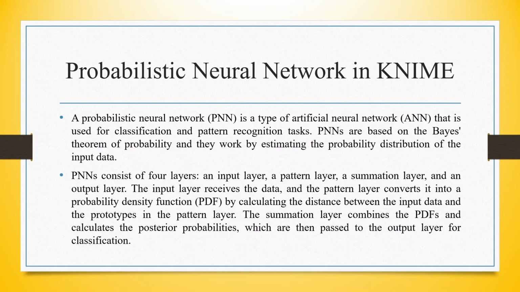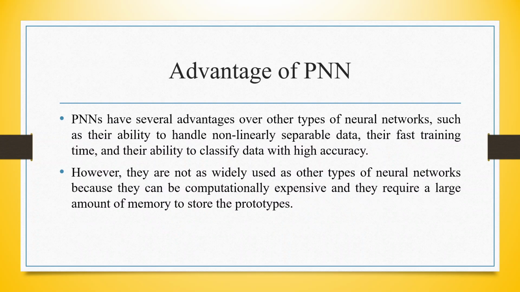layer for the classification. The advantages of PNN are: PNN have several advantages in comparison to other types of neural networks, such as their ability to handle non-linear separable data, their fast training time, and their ability to classify the data with high accuracy. However, they are not as widely used as other types of neural network because they can be computationally expensive and they require a large amount of memory to store the prototypes.